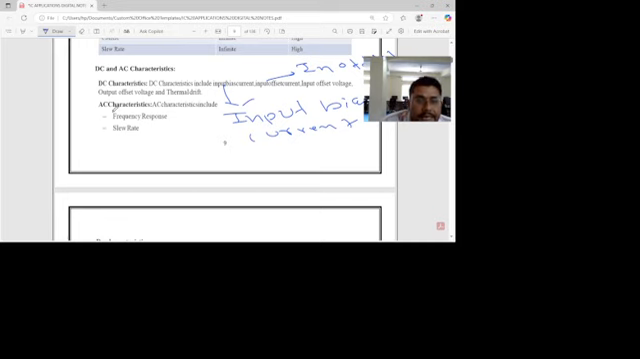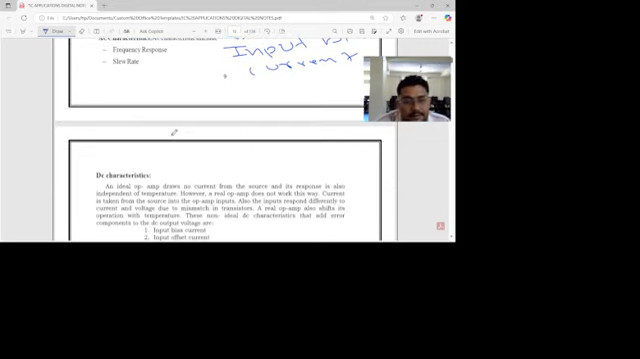Next are the AC characteristics. In AC characteristics we will discuss the frequency response and slew rate. These are the AC characteristics.